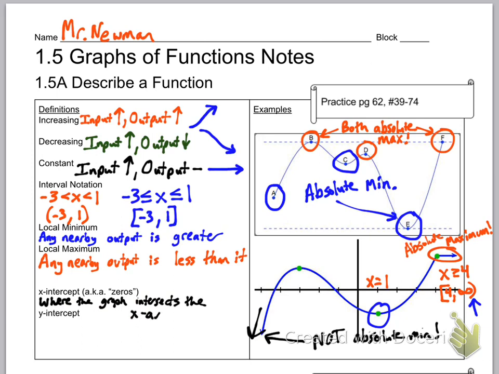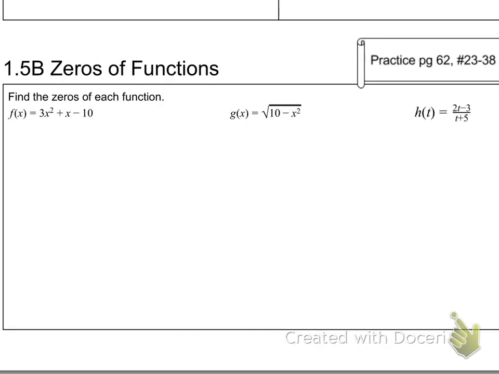Now, x-intercepts are known as the zeros. That's where the graph intersects the x-axis, okay? Where f of x equals 0. That's why we call it a zero, but you have to be careful because the y-intercept is where the graph intersects the y-axis, and that's where x equals 0. Those are not known as zeros. So only the x-intercepts, only where the output is equal to 0, are known as zeros. That's kind of a funny way of saying that, but that's how they talk about it, okay?